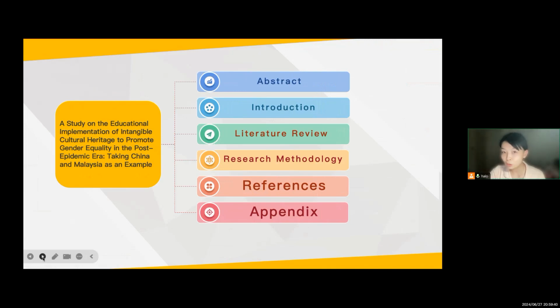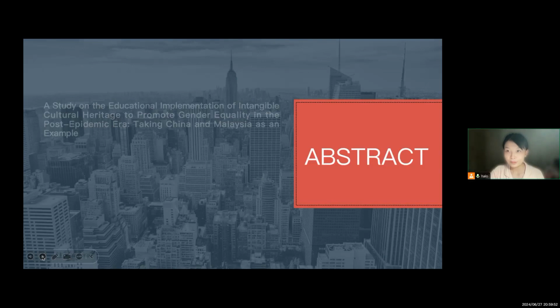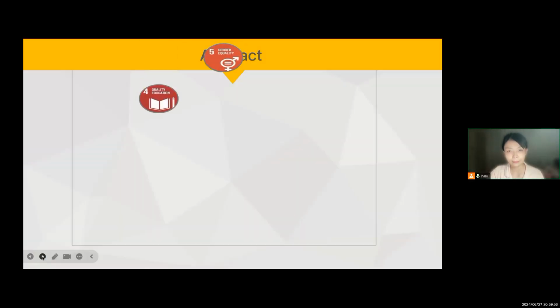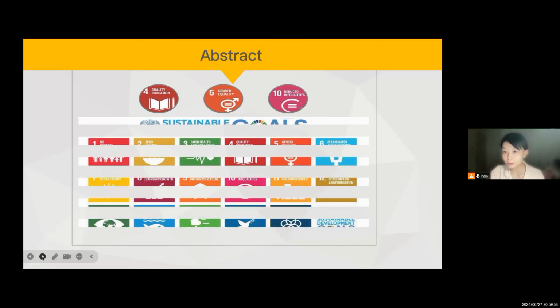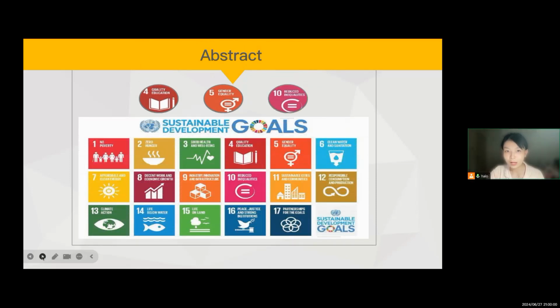It's divided into the six following parts: abstract, introduction, literature review, research methodology, references, and appendix. First, let's come to the abstract. So there are so many objectives of sustainable development goals.